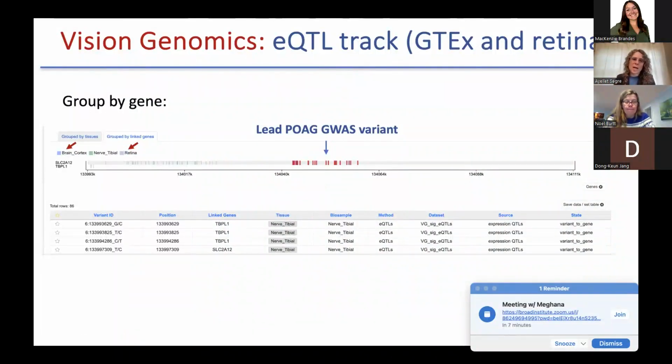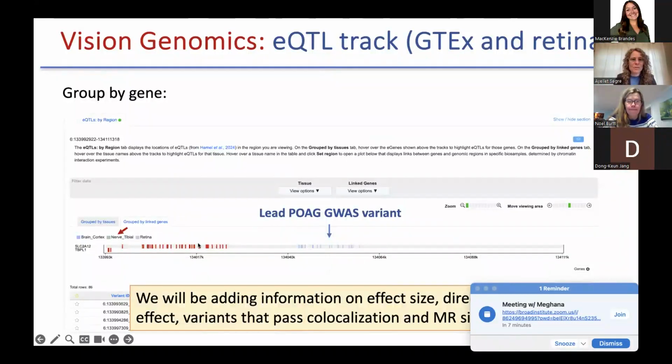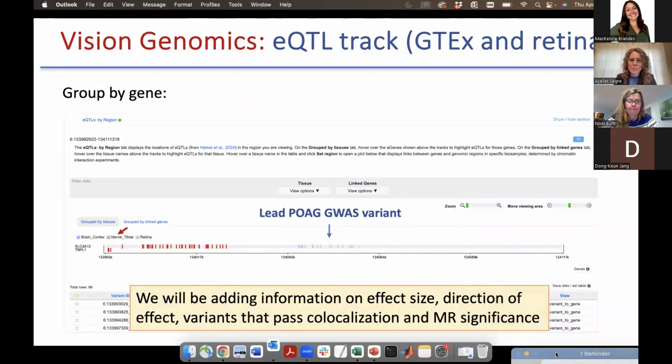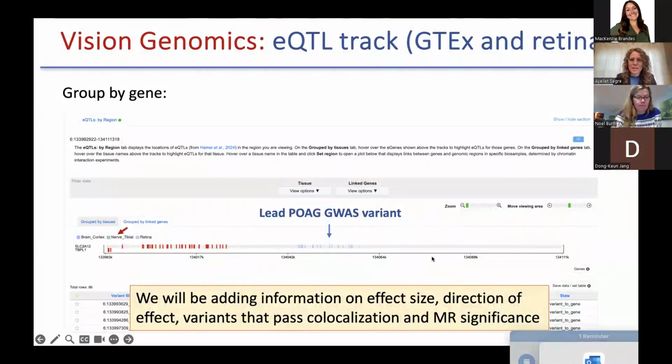So I only subset it on a couple, but there are actually a few more tissues that have significant eQTLs for these genes. And so, for example, when I hover over retina or brain, that highlights this region, or if I hover over nerve, that highlights a separate locus, a separate eQTL for these genes that is further away from the GWAS locus. And so we're working on adding additional information on the effect size and direction of effect, either based on color or arrow, and adding either subsetting on variants that pass the colocalization and MR significance, or adding different colors to specify those variants.